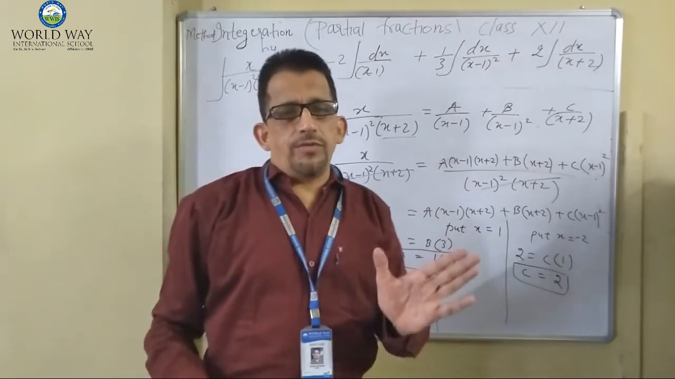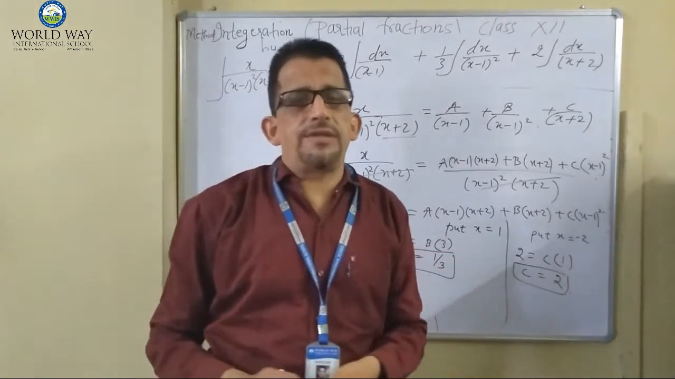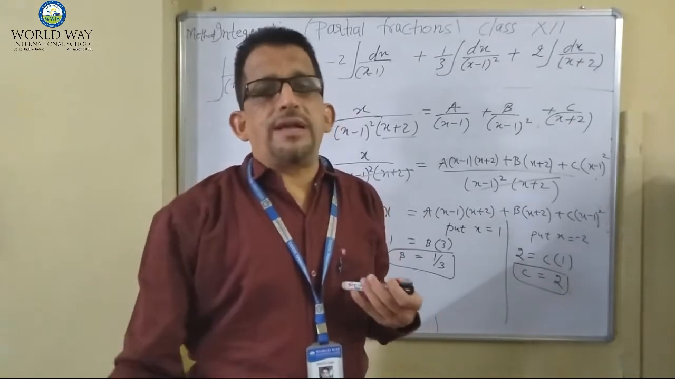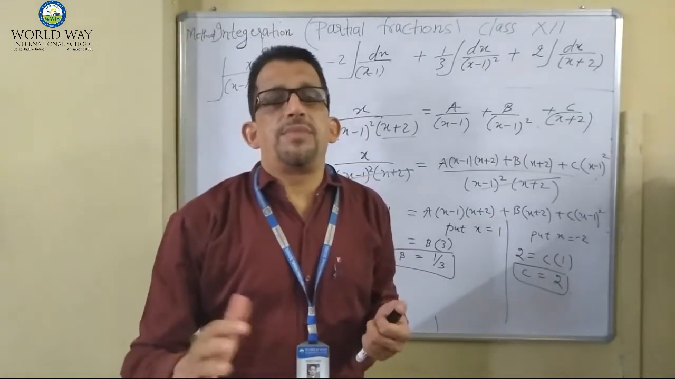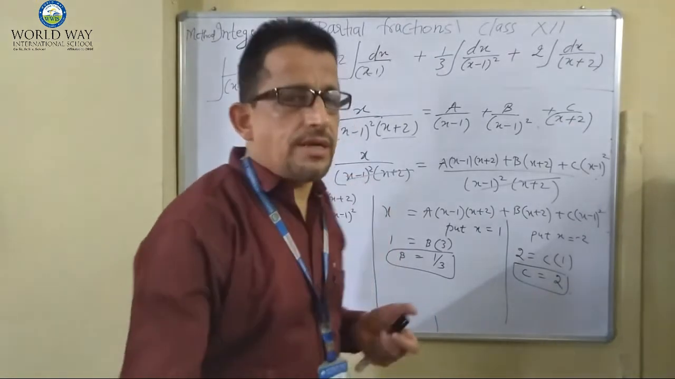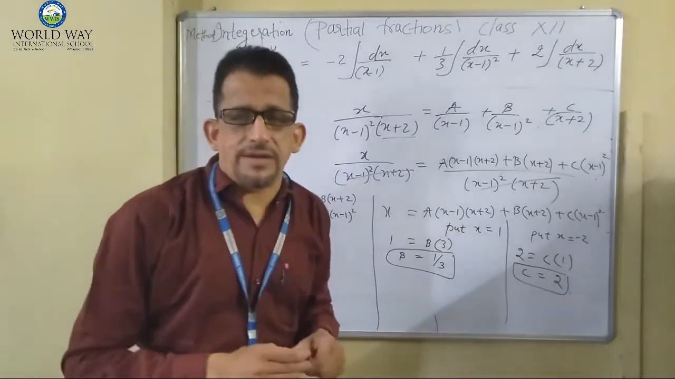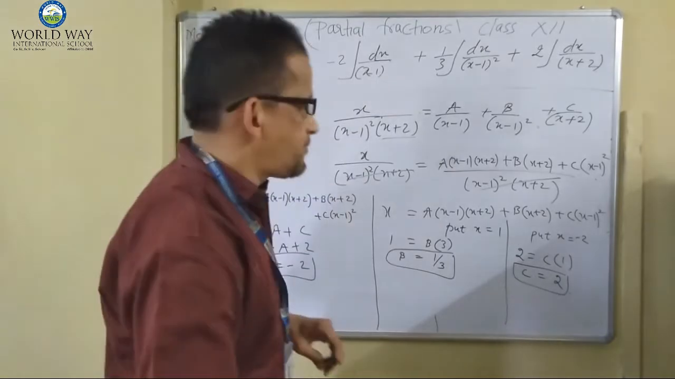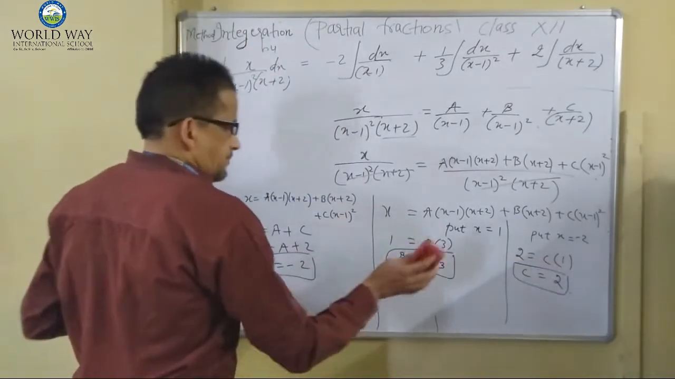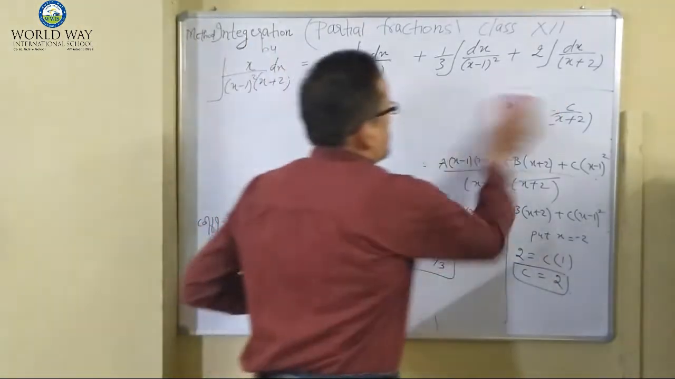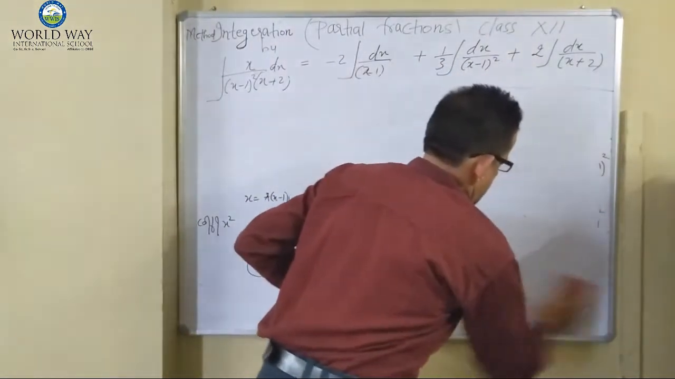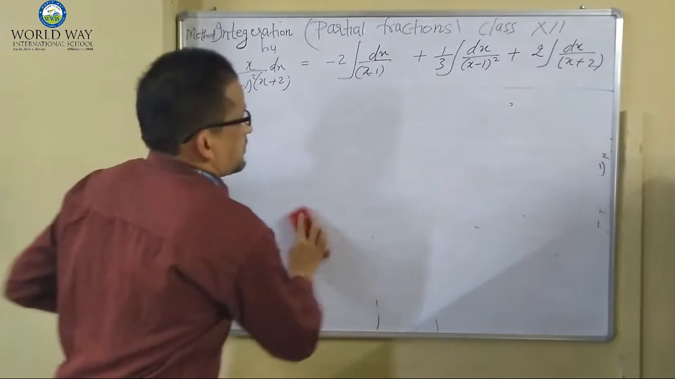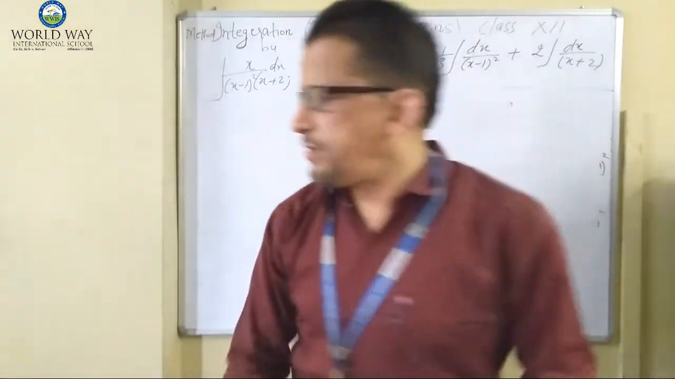Now we will move to the third type, in which the factors are quadratic but not repeated. We have to go to the third type, where the factors are quadratic but not repeated. Okay? So I am taking the question from the NCERT book.